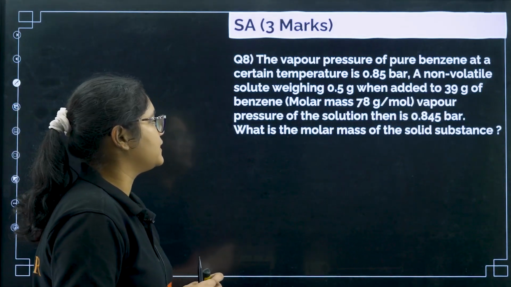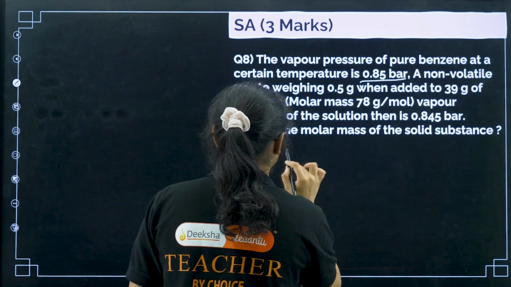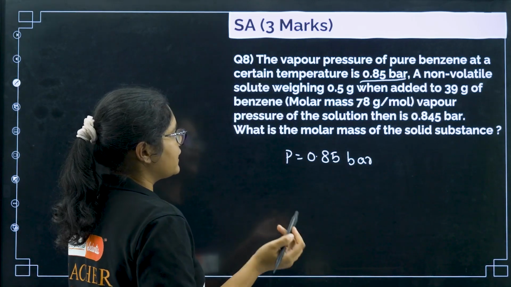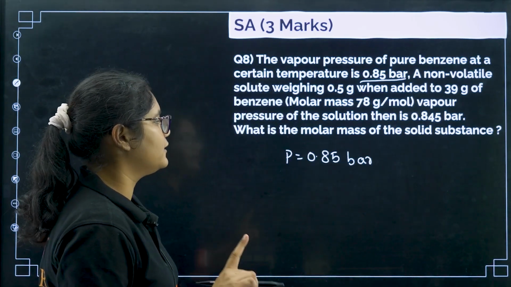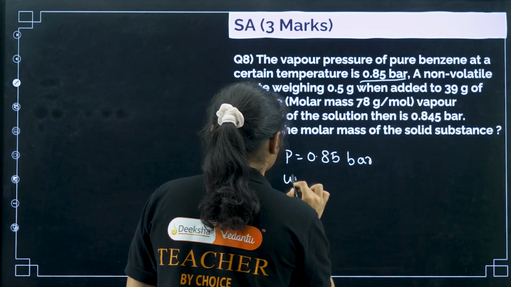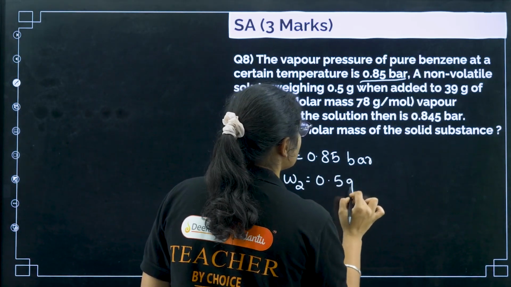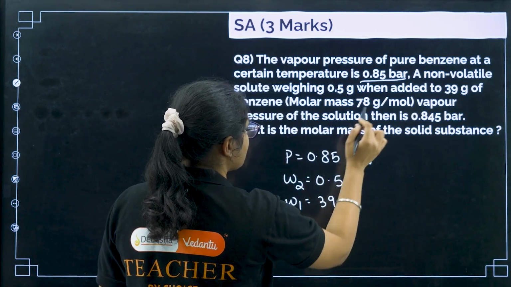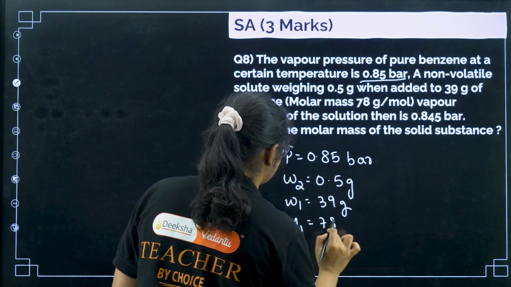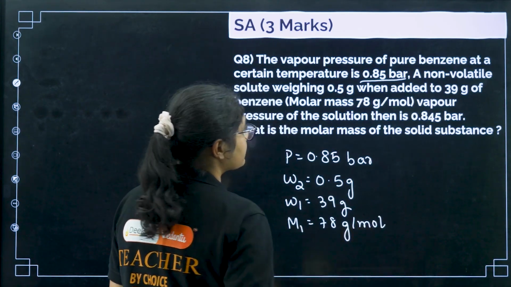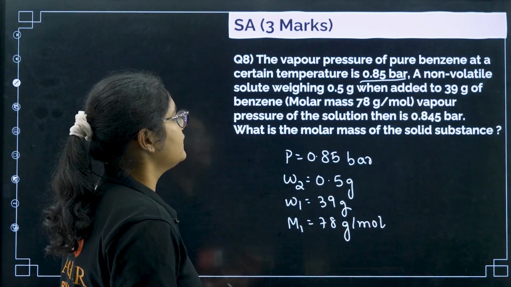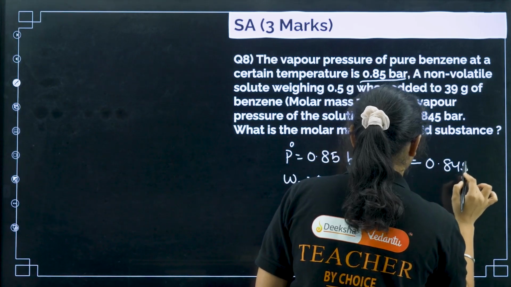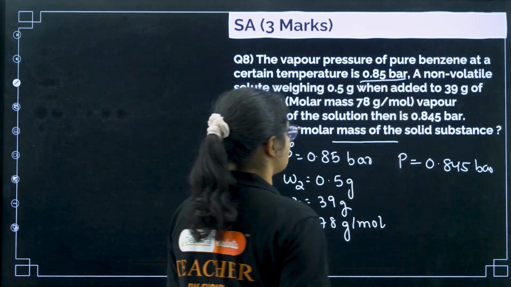The vapor pressure of pure benzene at a certain temperature is 0.85 bar. So P naught is 0.85 bar. A non-volatile solute weighing 0.5 gram is added to 39 gram of benzene. So we have W2 is 0.5 gram added to 39 gram of benzene, that is W1. Molar mass is 78, so M1 is 78 gram per mole. Okay. The vapor pressure of the solution then is 0.845 bar. So this is P naught and this is P is 0.845 bar.